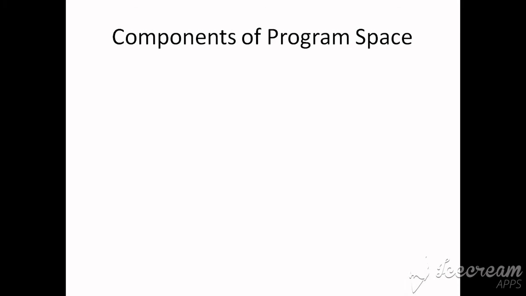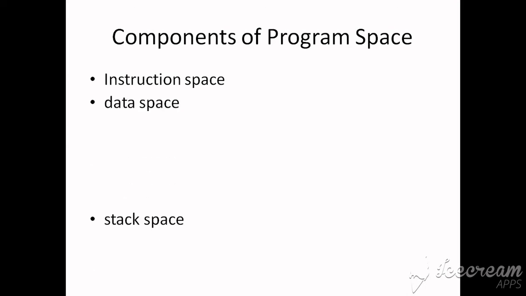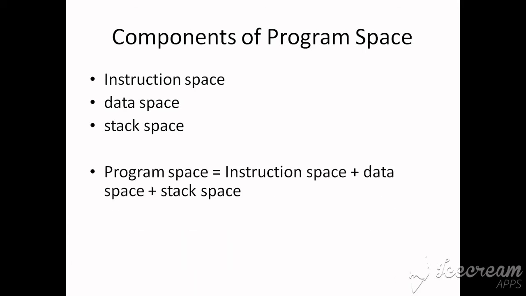Components of the program space. These are the components which take the actual memory space during execution, and of course we know that a program is a collection of instructions and associated data. In general, we require a set of instructions to accomplish a particular task, and instructions need some input data to work upon. And sometimes we develop our logic using recursion. So finally, to calculate the total space required by the program, program space is equal to instruction space plus data space plus stack space.